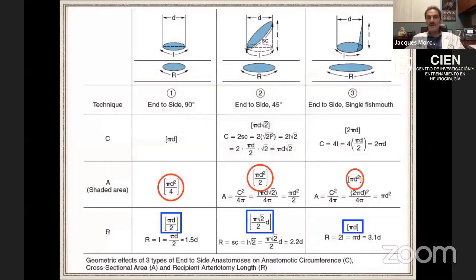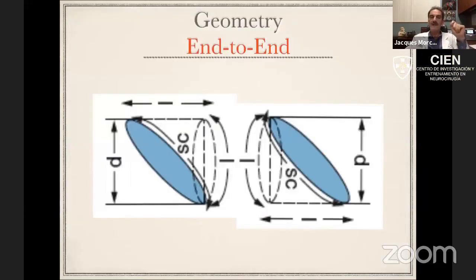The geometry is very important. This is from a different chapter. I've written another book. When you analyze the geometry of an end to side, when you fish mouth, you increase the cross-sectional area 4 times compared to this. This anastomosis is 4 times bigger than this one because it's a square law. That's why you fish mouth in general when you do these end to side.